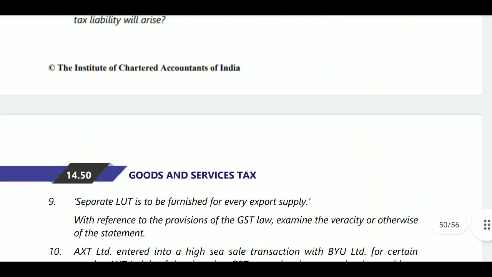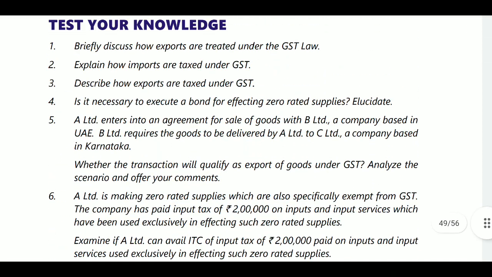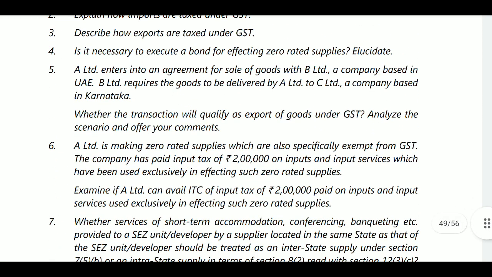Next, question number 5: A Limited enters into an agreement for sale of goods with B Limited, a company based in UAE. B Limited requires the goods to be delivered by A Limited to C Limited, a company based in Karnataka. Whether the transaction will qualify as export of goods under GST, analyze the scenario with your comments.